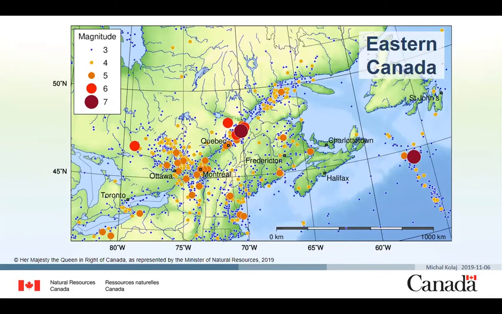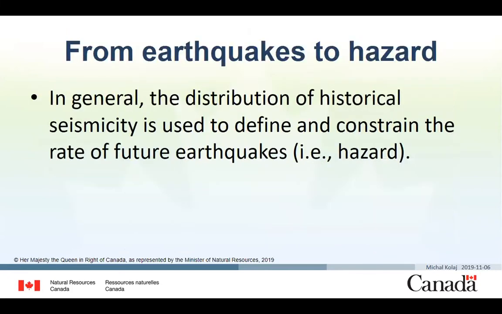And then we have the rest of Eastern Canada, and I mentioned that we have these kind of clusters of seismicity. And typically when we're doing a seismic hazard assessment, what we try to do is we try to group regions of similar seismicity and then estimate the activity rate in them. So it's effectively what I say on this slide.